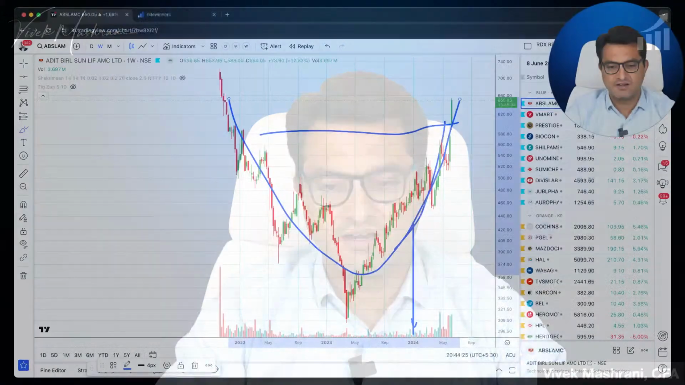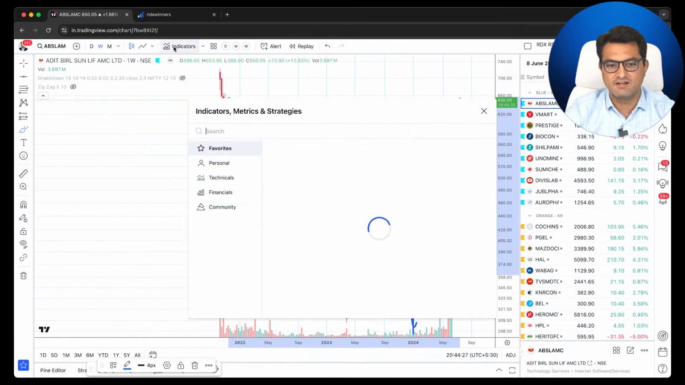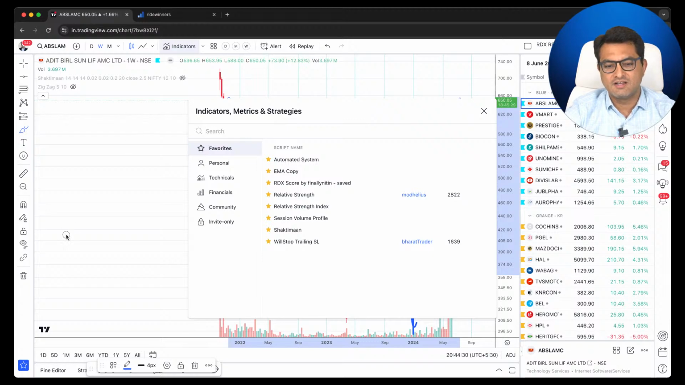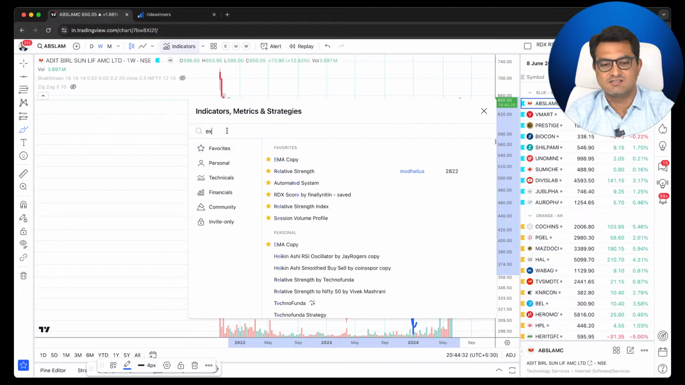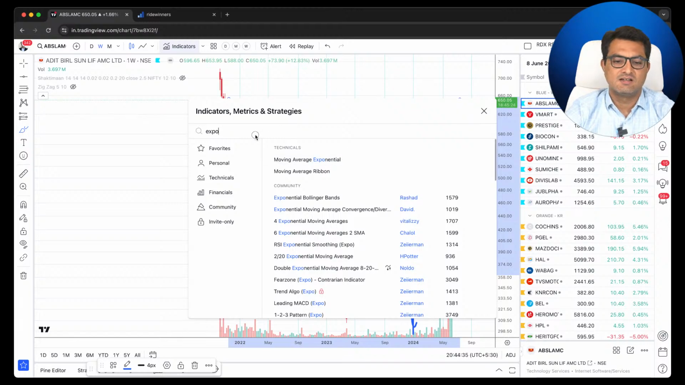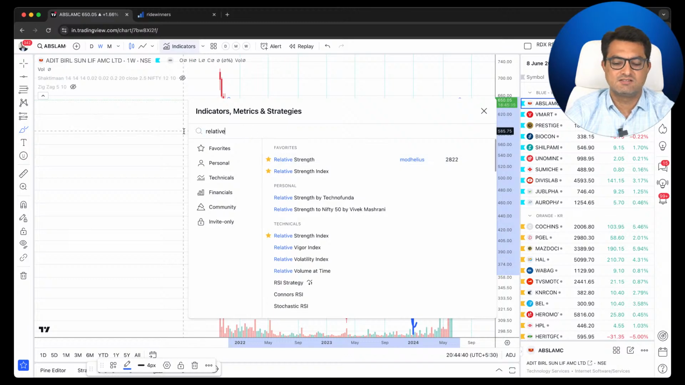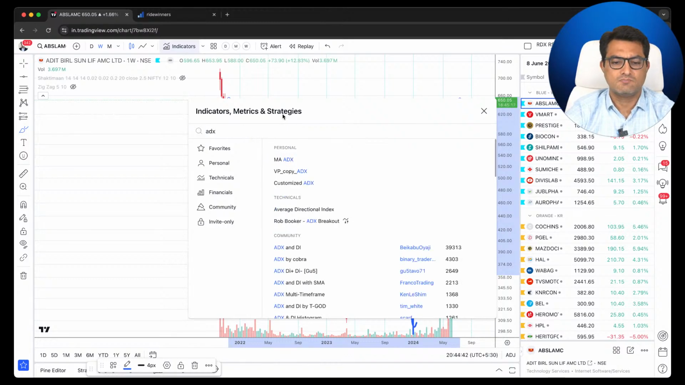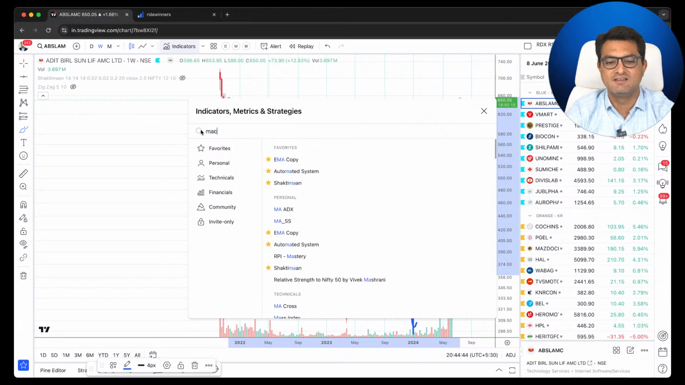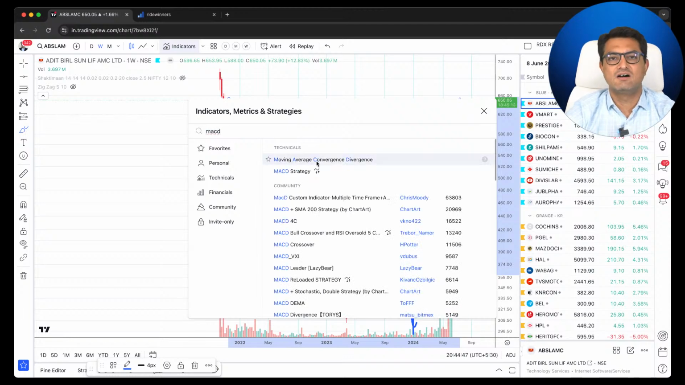And if you want to see in TradingView where to find these indicators, you can go to the indicator section, and there are a lot of indicators. Okay, you can keep searching. So there is something called exponential moving average, there is something called relative strength, there is something called ADX, there is something called MACD. Okay, so there are a lot of these different indicators, but essentially it is a combination of only majorly two things, price and volume, and basically there are different equations which are created around it.